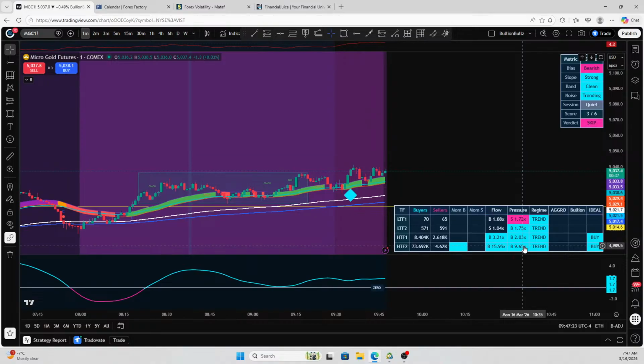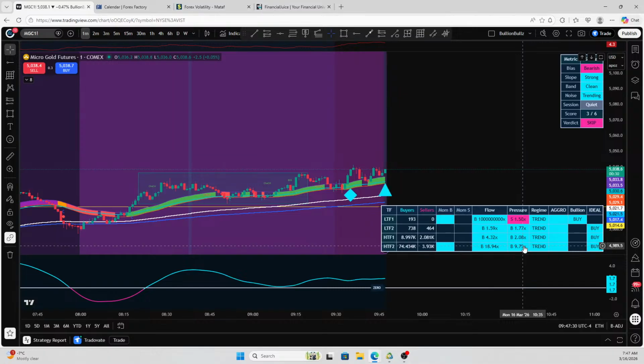Yeah, the market is just consolidating for now. Okay, we see price starting to make some moves here.